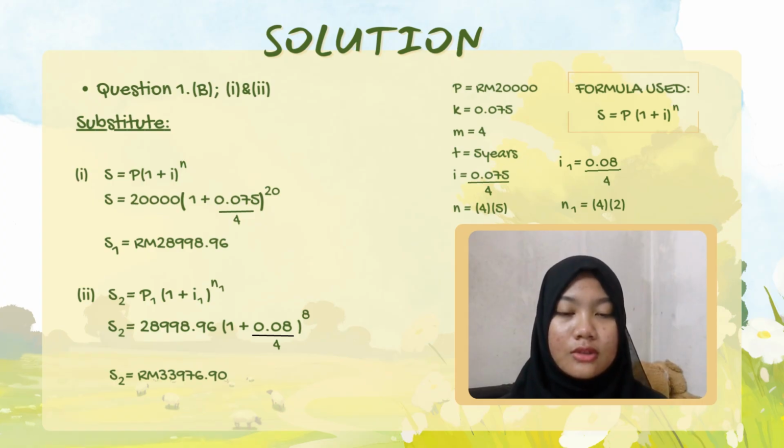S2 equals 28,998.99 in bracket 1 plus 0.08 divided by 4, to the power of 8. Then we calculate the answer, RM33,976.19. This is the amount of money in Bazila's account at the end of 7 years of investment. And that's all from me. Thank you.